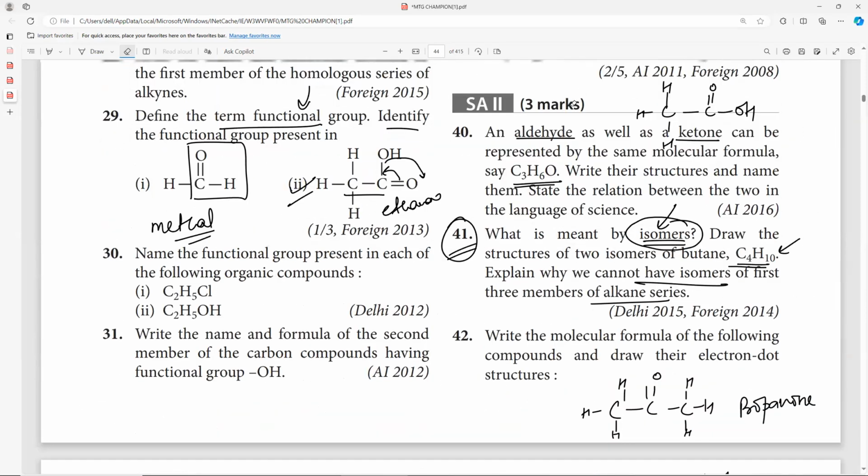The formula is C3H6O. It is going to have the same. Let me explain it here. I will take each and every question one by one, and then I'll put this one there. Just a minute.